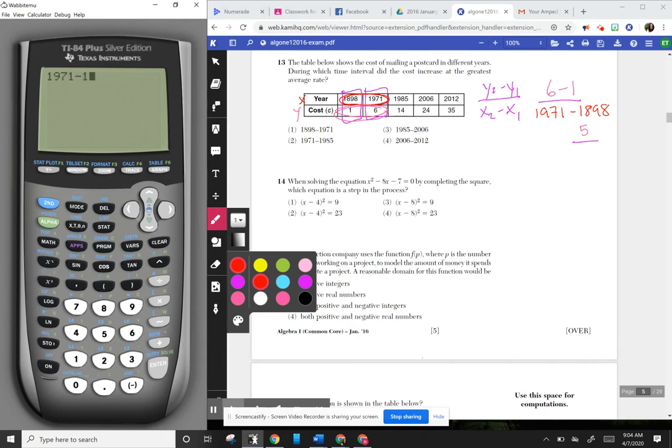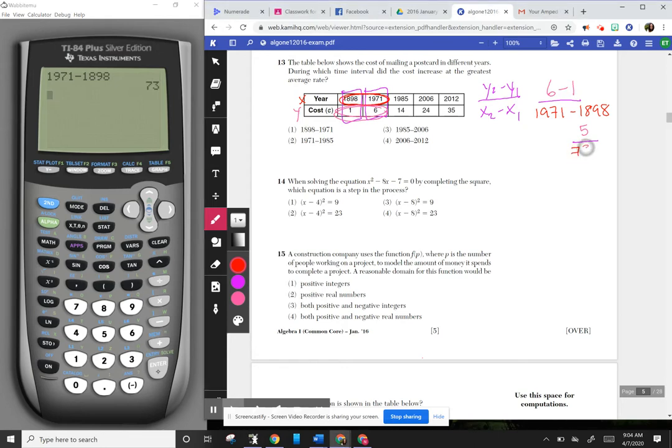Let's do that in the calculator. 1971 minus 1898. It's a difference of 73 years. And 5 divided by 73 is 0.0, I'm going to put 7, because since this is money, we're going to have to round it off. But for now, just because we actually don't know the price of the rest of them, I'm not going to round it just yet. I'm going to wait. So 0.068493, that should be more than enough.